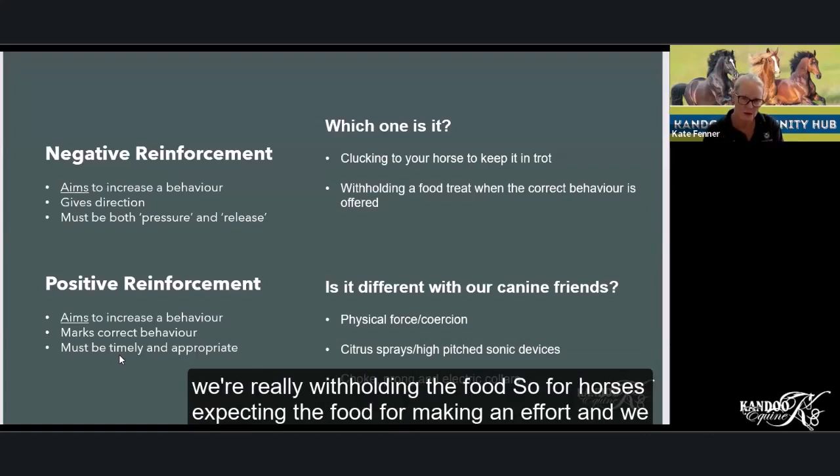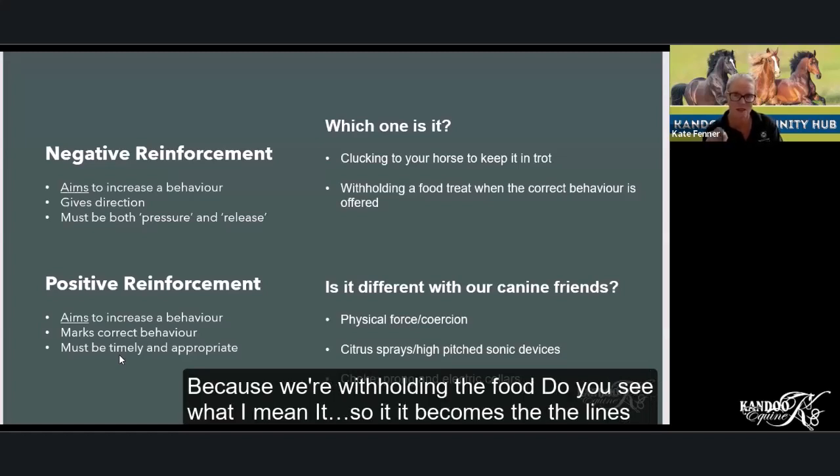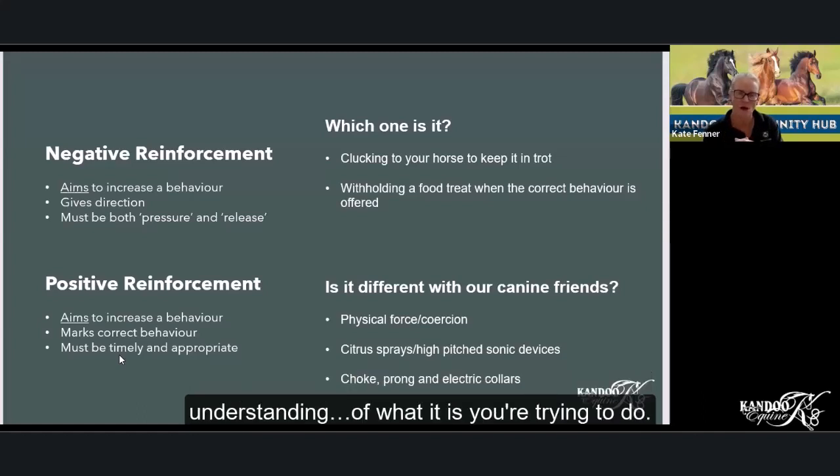And then we're really withholding the food. So if a horse is expecting the food for making an effort and we don't reward it, we've then moved into positive punishment because we're withholding the food. Do you see what I mean? The lines are blurred, and they depend on your getting your timing right, and they depend on your understanding of what it is you're trying to do.